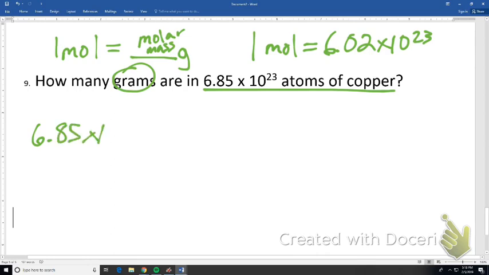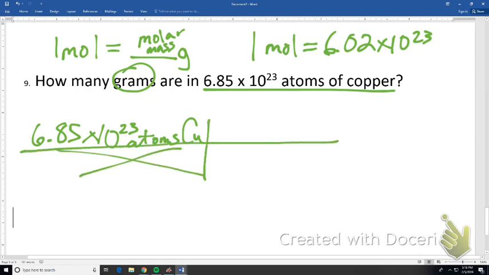6.85 times 10 to the 23 atoms of Cu for copper. Make my chart. I don't want atoms anymore, so atoms, go down. So I'm like, okay, atoms, you're down here. And then what are atoms related to? 1 mole. You can only do that. Atoms are only related to moles. So whatever they equal, the other thing has to go on top. Notice that happens every time. So 1 mole is equal to 6.02 times 10 to the 23 atoms.